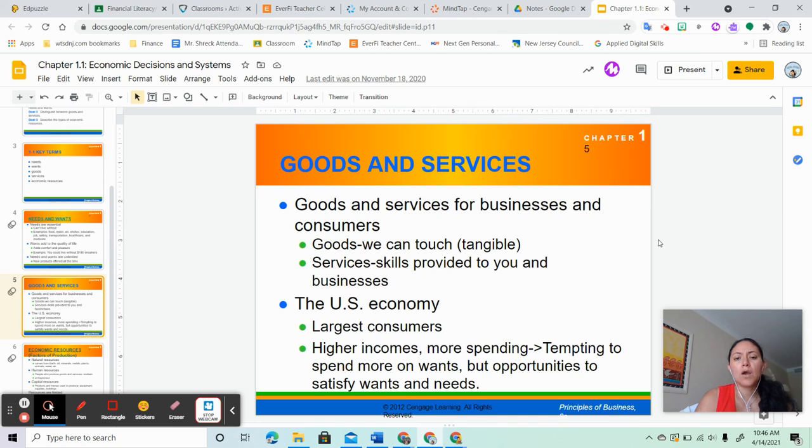All right, so we're going to end on chapter 1-1 on this. Tomorrow we'll talk about economic resources.